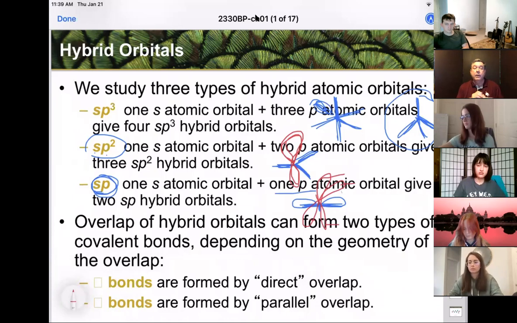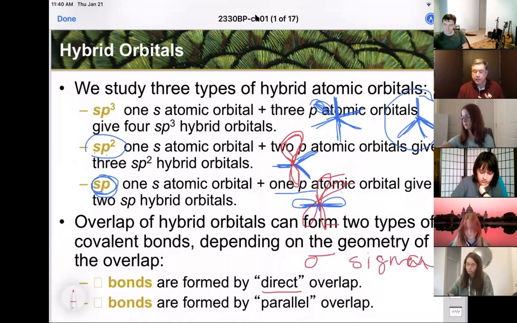Okay. Now, if you are overlapping an sp3 hybridized orbital and an sp3 hybridized orbital, that's called direct overlap. Okay. So if we have a hybridized orbital bonding to a hybridized orbital, we have direct overlap, and these are called sigma bonds.